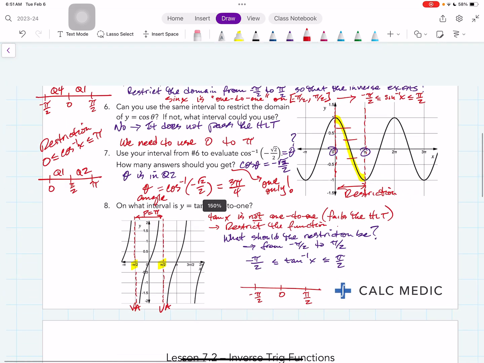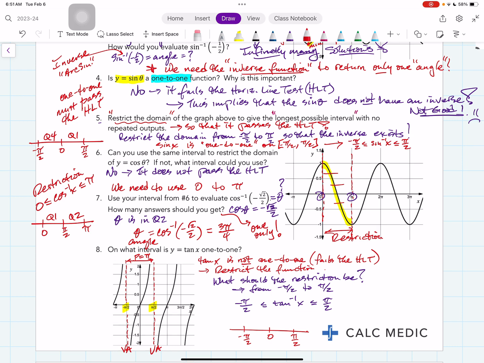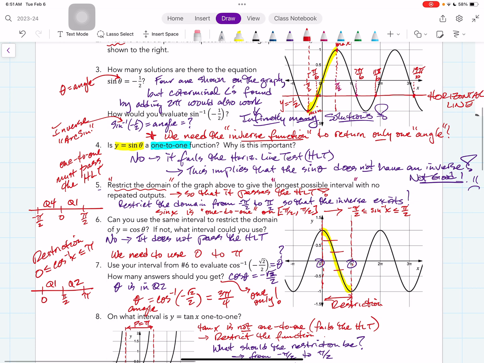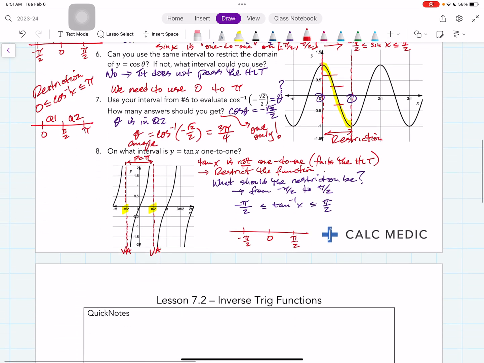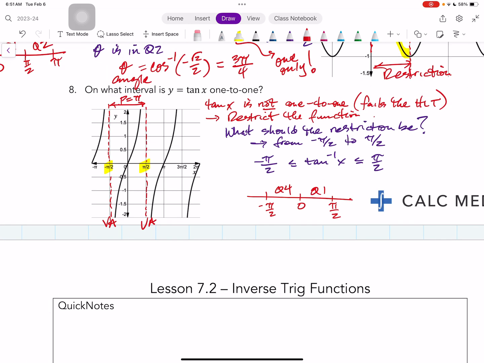As I said earlier with the sine function, we went from negative pi halves to pi halves. That's quadrants 1 and 4. Same thing down here. 0 to pi halves is quadrant 1, and negative pi halves to 0 is quadrant 4. So when you take the inverse tangent of a ratio, it gives you an angle in quadrant 1 or 4, but not both.